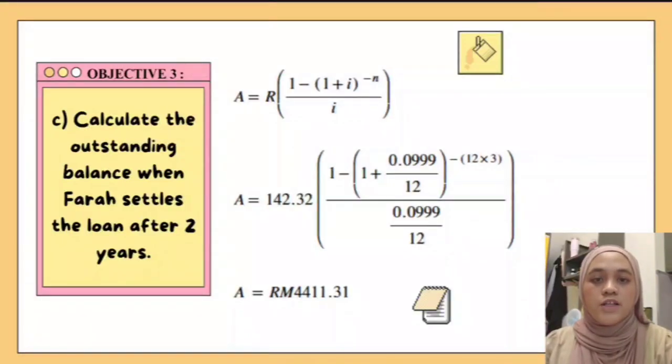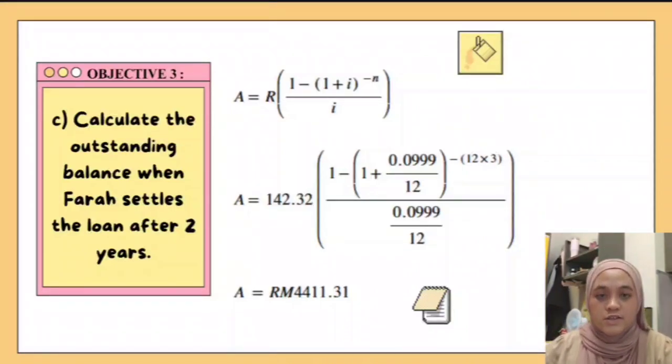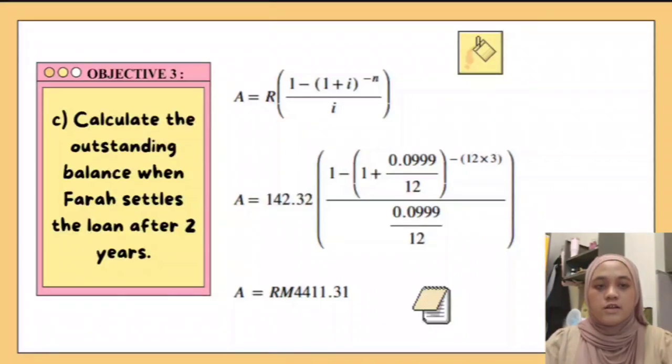For objective 3, we're going to use the same formula from objective 1, that is A equals R open bracket 1 minus (1 plus I) power minus N over I, close bracket. We're still going to use the information from the discussion in the formula except for the power. We're going to use 12 multiplied by 3 because after making payments for 2 years, Farah decided to settle the loan earlier. That's why there are only 3 years left for Farah to pay, and that's why we use 12 multiplied by 3 in the power.